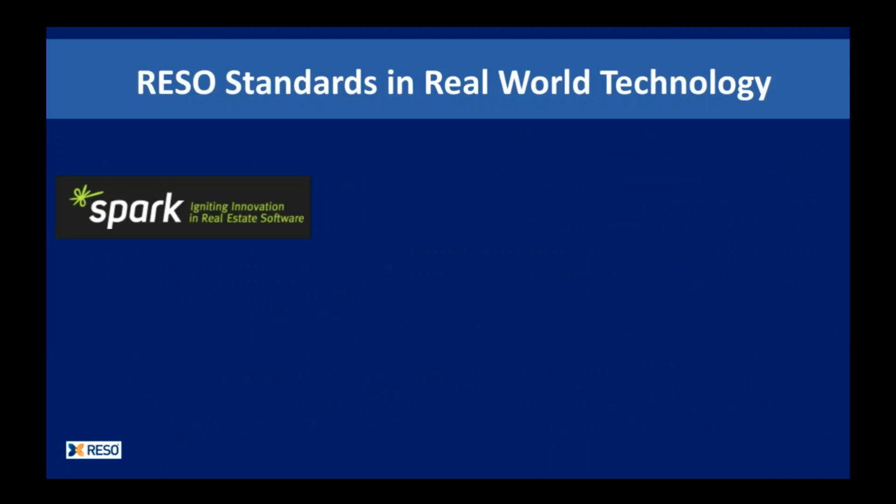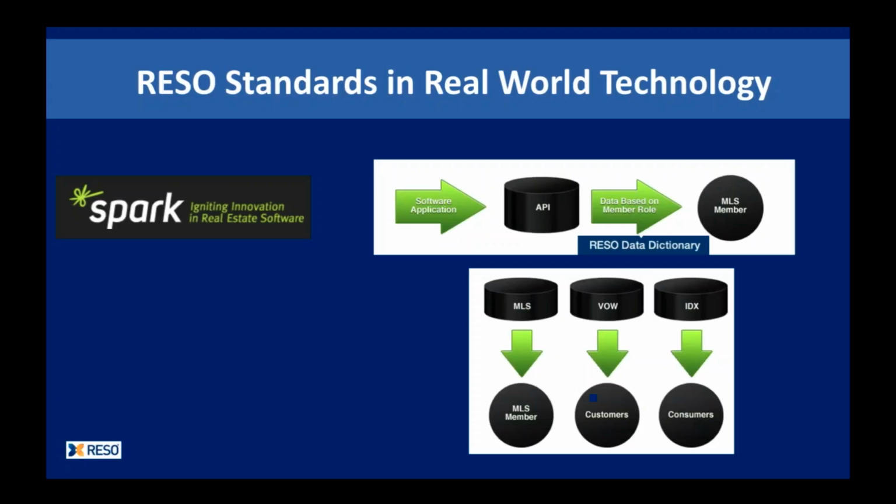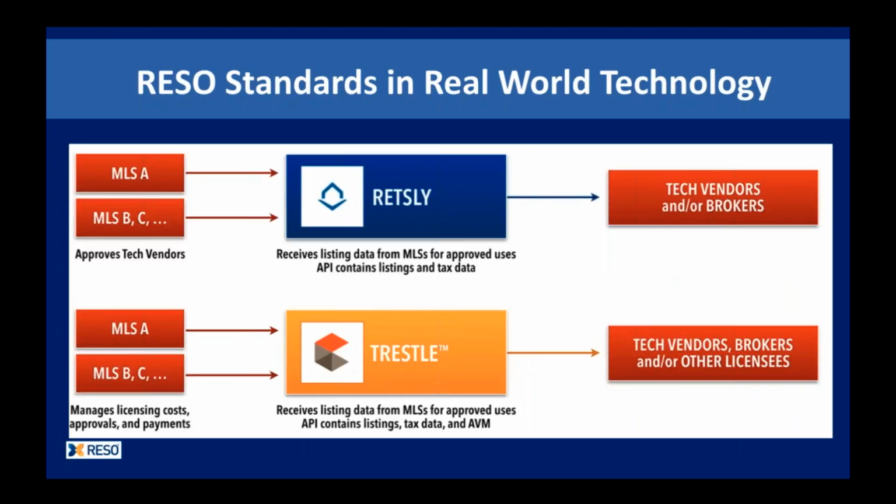Taking a look at some real-world technology of RESO standards, the Spark platform by FBS, as I'll demonstrate here, incorporates RESO standards of both the RESO Web API and the RESO Data Dictionary. So the RESO Web API is used to deliver, through the Spark API platform, MLS data in a RESO Data Dictionary compliant manner, allowing the opportunity to provide MLSs, IDX feeds, and VOW feeds out to the MLS members, the customers, etc. In a similar light, the Redsley platform by Zillow receives listing data from multiple MLSs and has the opportunity then to provide that out in a RESO API for transportation and in a RESO Data Dictionary standard manner out to technology vendors and or brokers.